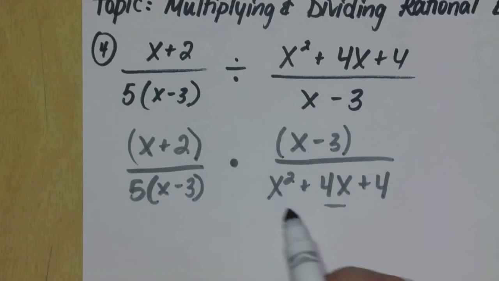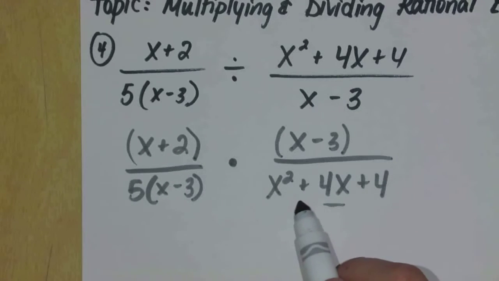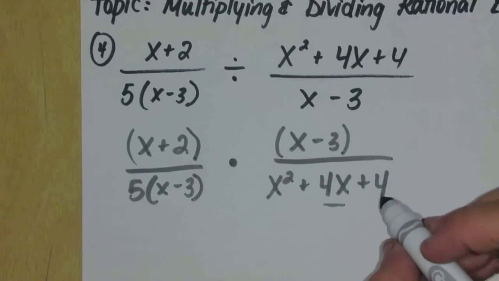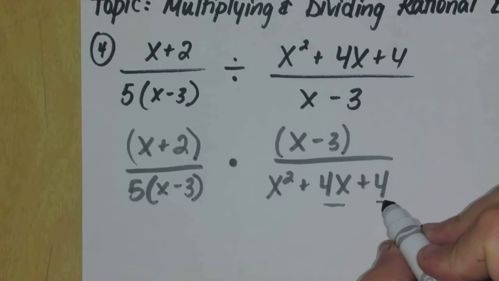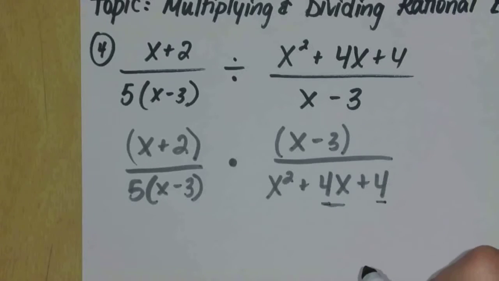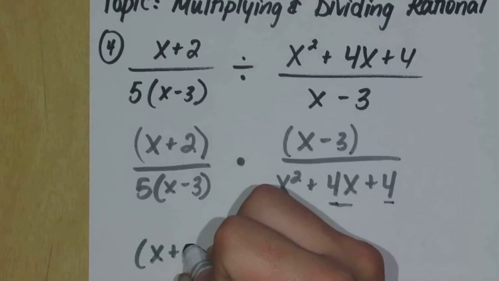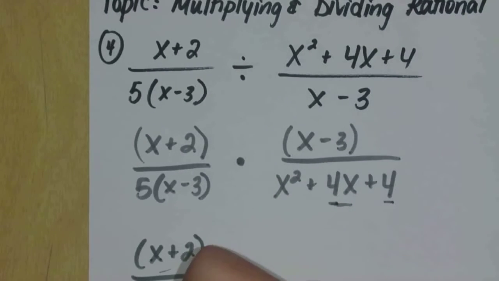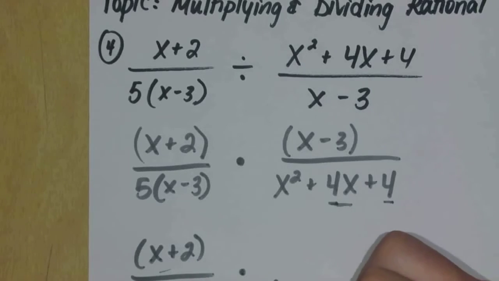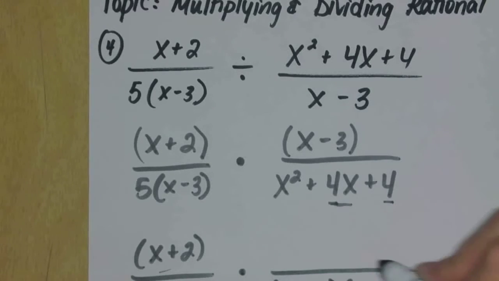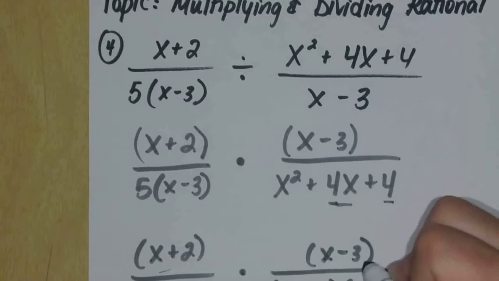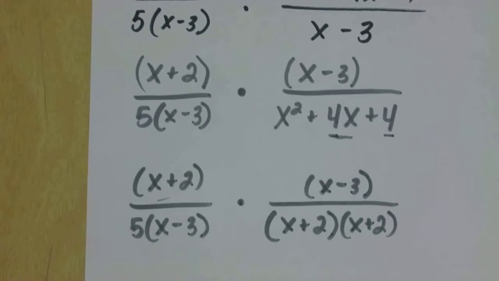Hopefully you should be recognizing this as something you can factor. This is one of those that we learned the shortcut for: I would look for factors of 4 that add to give me 4. The factors of 4 that add to give me 4, you're probably screaming this in your head already. You know what that is. That would be an x plus 2 and another x plus 2. So I'm going to rewrite that in factored form. And now I'm going to cancel any common factors.